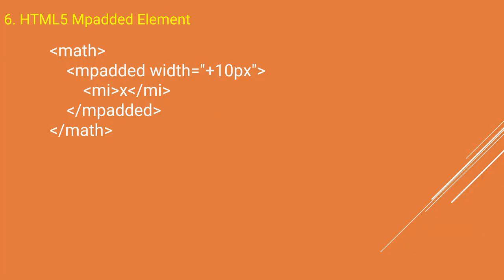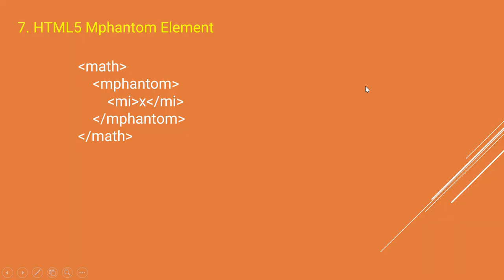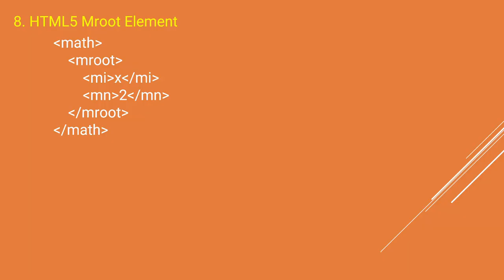The mphantom element is used to define math phantom content. It is often used to specify invisible content in a mathematical equation. The mroot element is used to define math's root content. It is often used to specify a root in a mathematical equation.